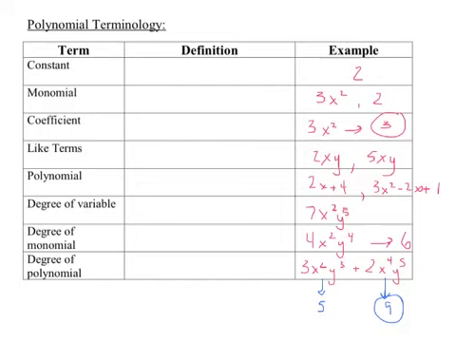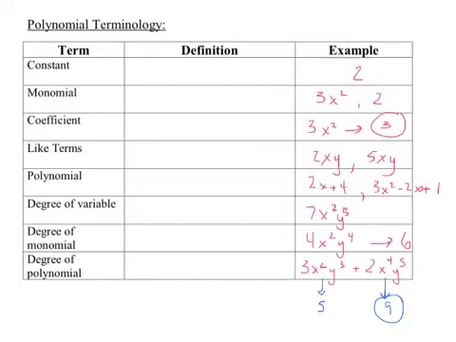If it was something like 4x, would the degree be 1? Yeah. Again, the degree of a variable that's by itself is 1. So 4x, the degree would be 1. Okay? Any questions on this?